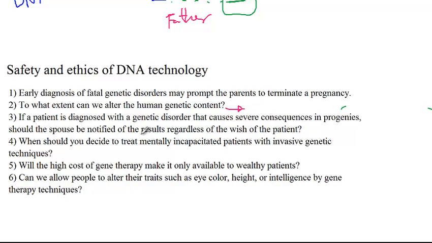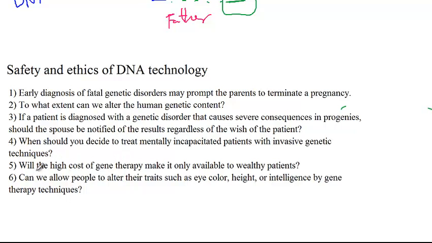Now, if a patient is diagnosed with a genetic disorder that causes severe consequences in progenies, should the spouse be notified of the results regardless of the wish of the patient? So that's again another issue that we may have to be dealing with. When should you decide to treat mentally incapacitated patients with invasive genetic techniques? And should we or should we not do that?